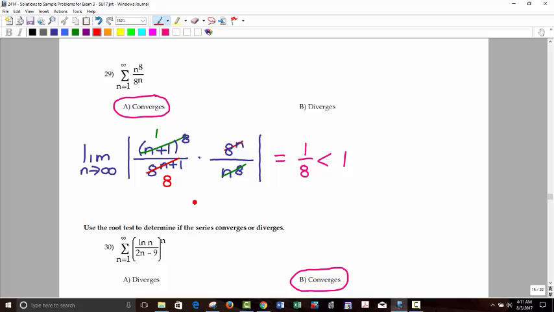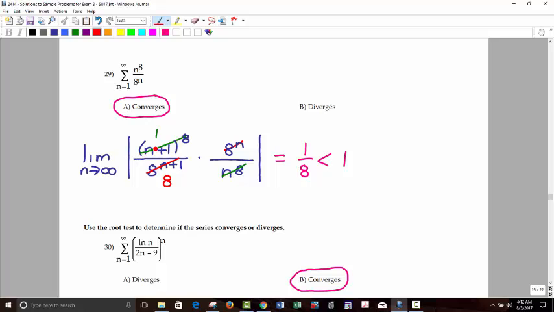You could do it that way. Now let me mention what's going on here with this one. These are not canceling because they're algebraically equivalent. That's not true. n plus 1 to the 8th does not equal n to the 8th, but the limit as n goes to infinity would be the same.